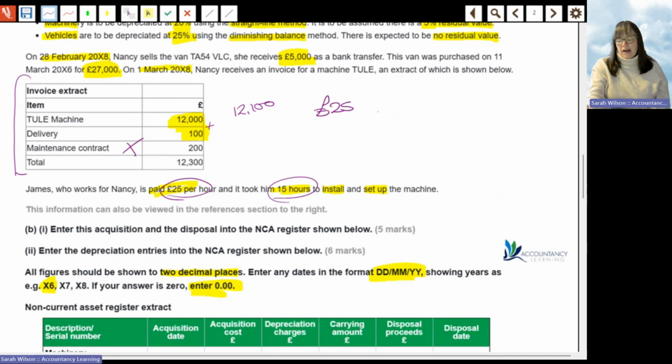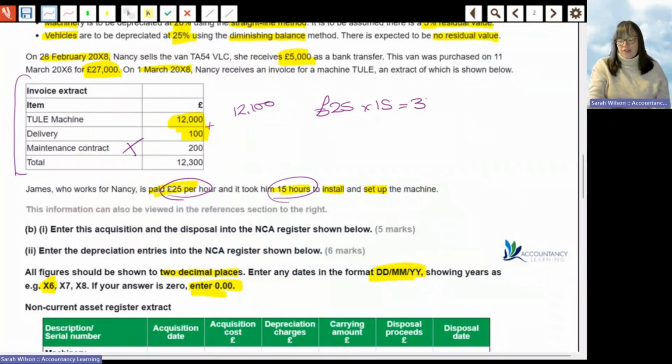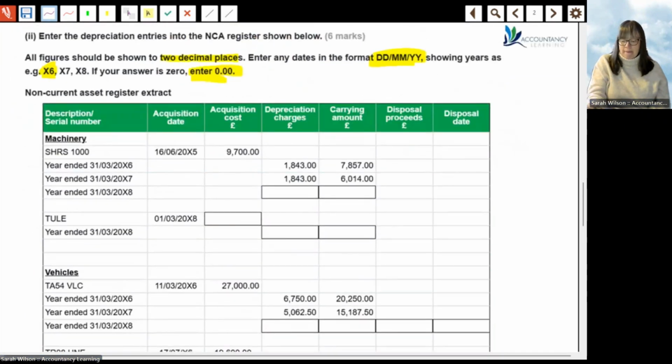So £25 by 15 hours is £375, and that we can add on to our cost to get a total cost for the machine of 12,475, which will be recognised in the non-current asset register. So 12,475 to 2 decimal places.